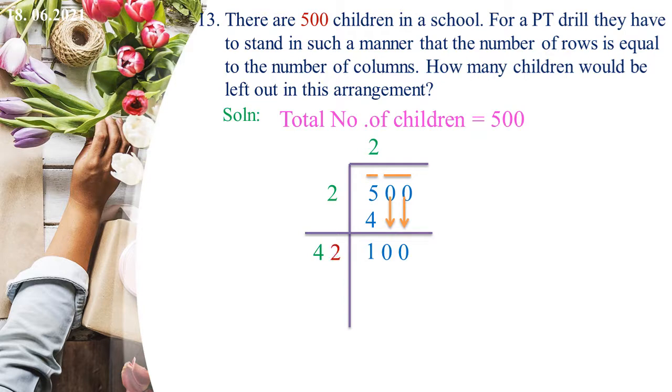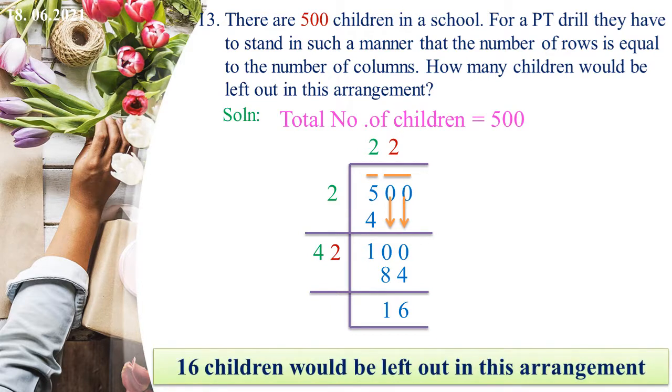Here, the suitable digit is 2. So, write 2 in the quotient also. Now, multiply 42 and 2, we will get 84. Now, subtract 84 from 100. We will get 16. This shows clearly 500 is not a perfect square. So, 16 children would be left out in this arrangement.